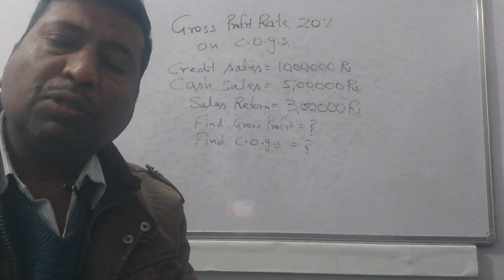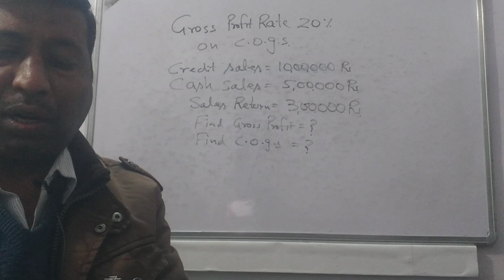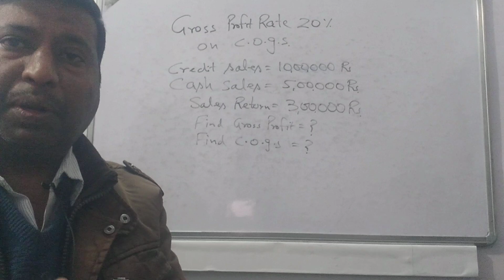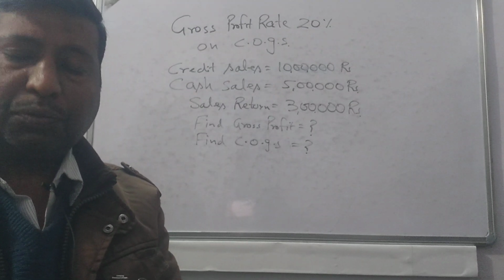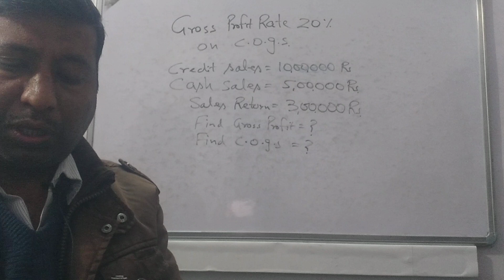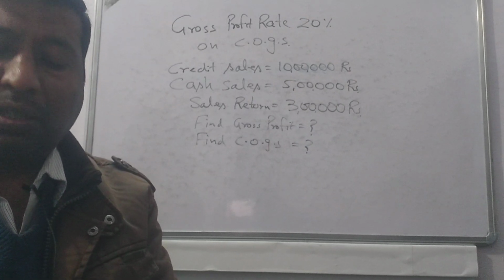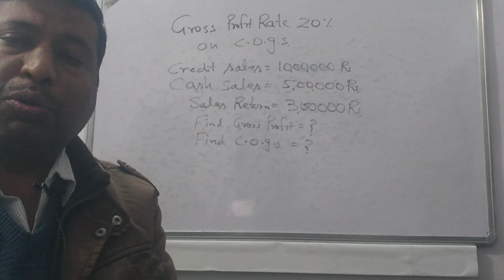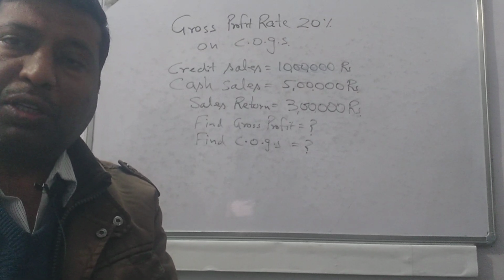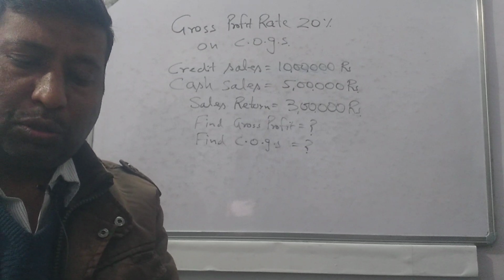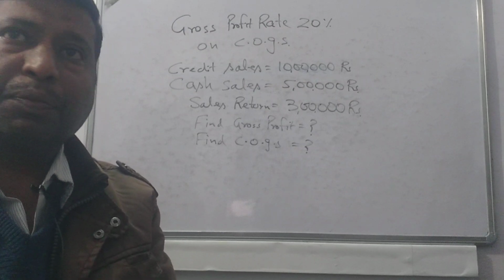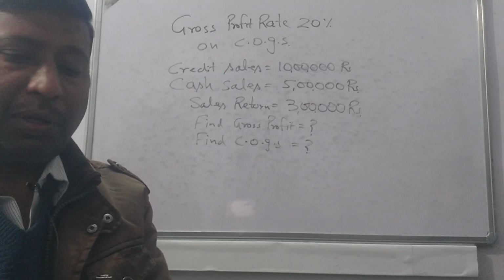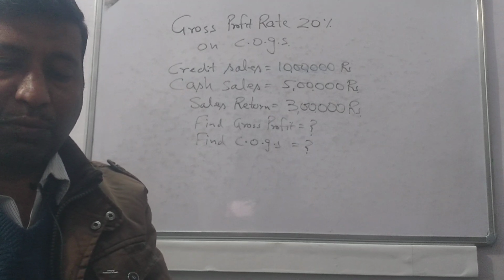So try to attempt this one so that we may know how much you have learned and what your performance is. Students, this is an important one and you need to attempt and answer it. You must have paper and pencil with you to answer it. Okay, what is the answer now? Tell me. COGS 10 lakhs, gross profit 2 lakhs.